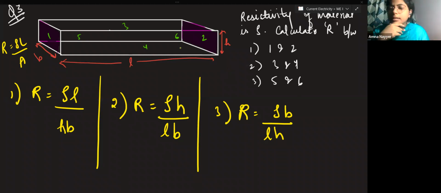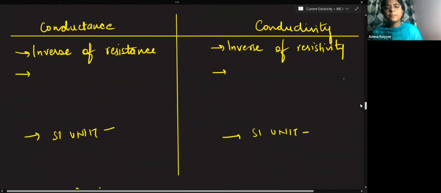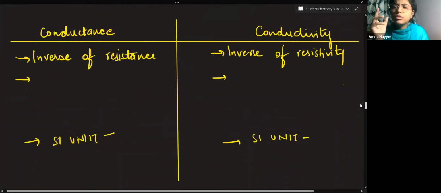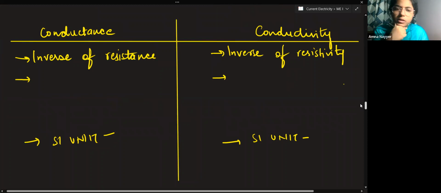So in the last class, yesterday, we had stopped at how to calculate resistance, and we had seen two terms, resistance and resistivity. Today we'll see more new terms. Some more terms are left which come in your exam, but they have very short weightage. The first term is conductance, the second is conductivity, and we'll see two more terms.